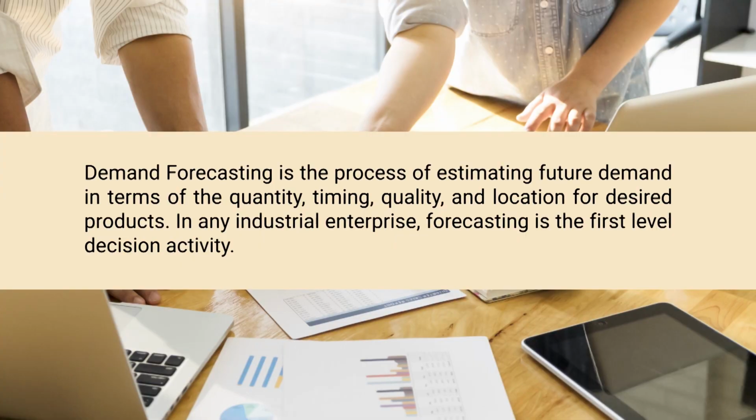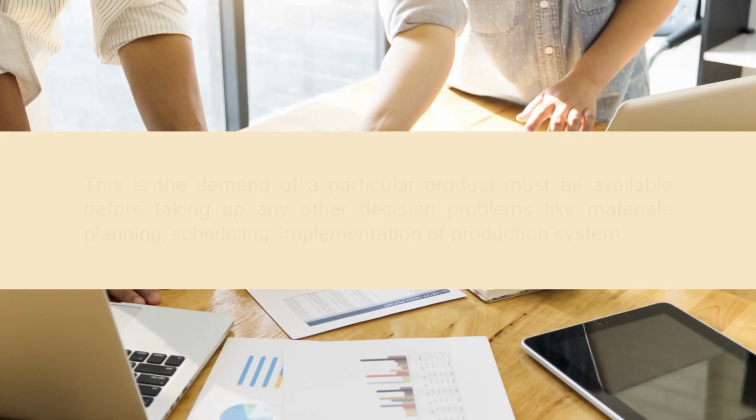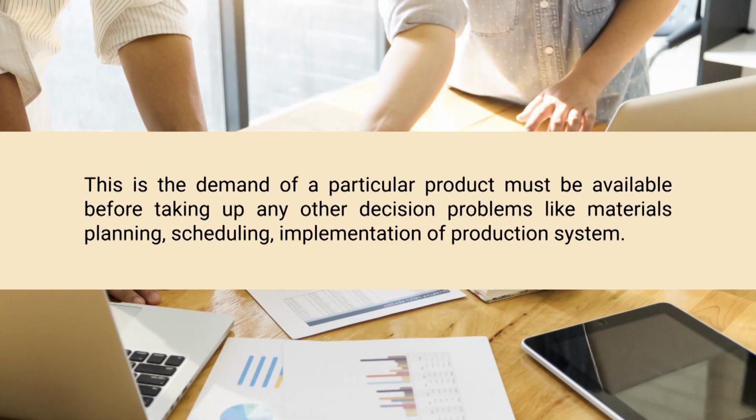In any industrial enterprise, forecast is the first level decision activity. The demand of a particular product must be available before taking up any other decision problem like material planning, scheduling, and implementation of the production system. Means forecasting is the first level of decision making. How we forecast is the first level decision, and we have to take decisions.